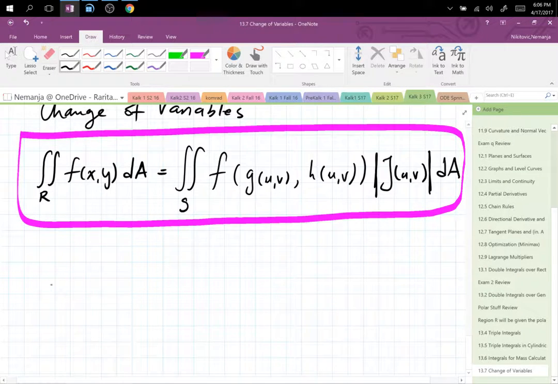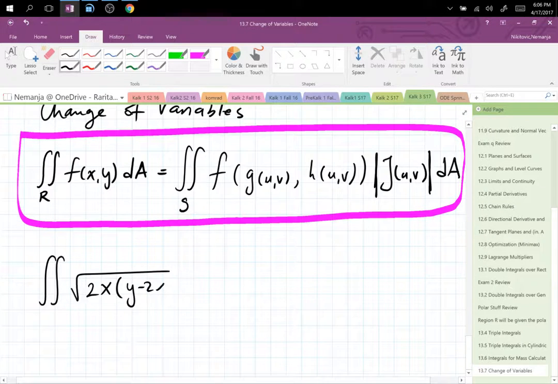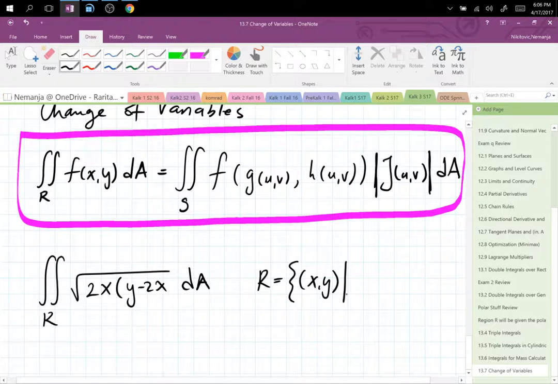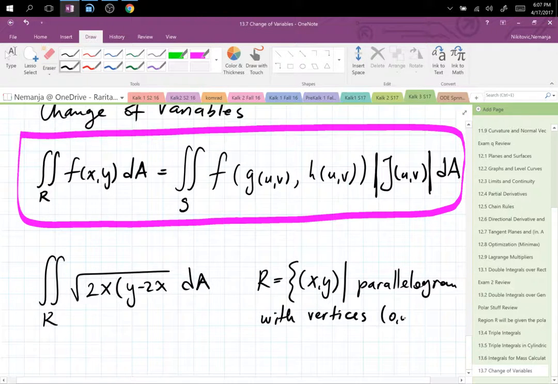So let's start. Integrate the square root of 2x, y minus 2x dA over the region R, where region R is given as all the points x, y so that you have a parallelogram with vertices 0, 0, 0, 1, 2, 4, and 2, 5.